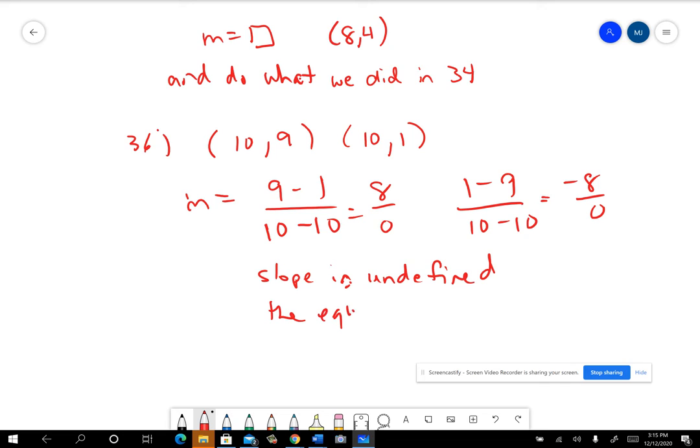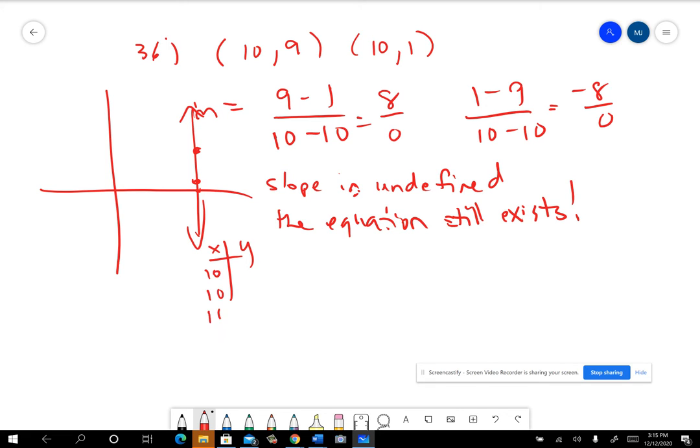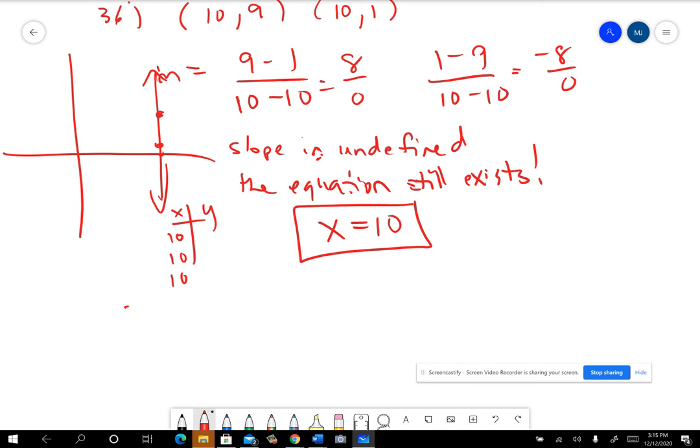The equation still exists, though. Don't say the equation is undefined. See, what's going on here is (10, 9) and (10, 1) would give you a line that's straight up and down. A line where all of the x's are 10 no matter what you do. And so that's your equation on 36. You don't really have an algebraic way of doing that one.